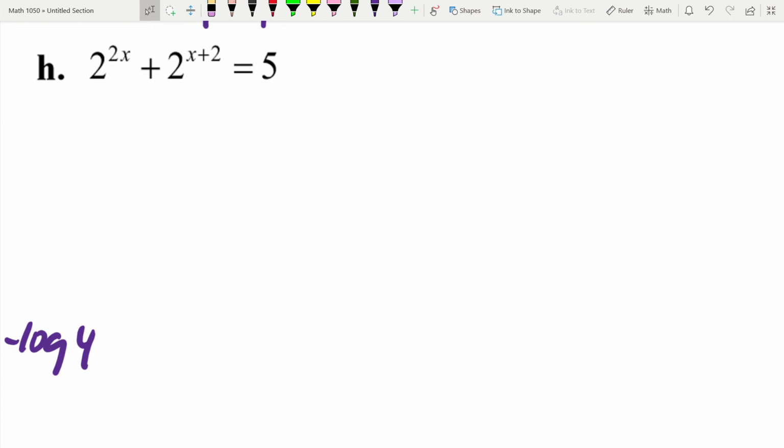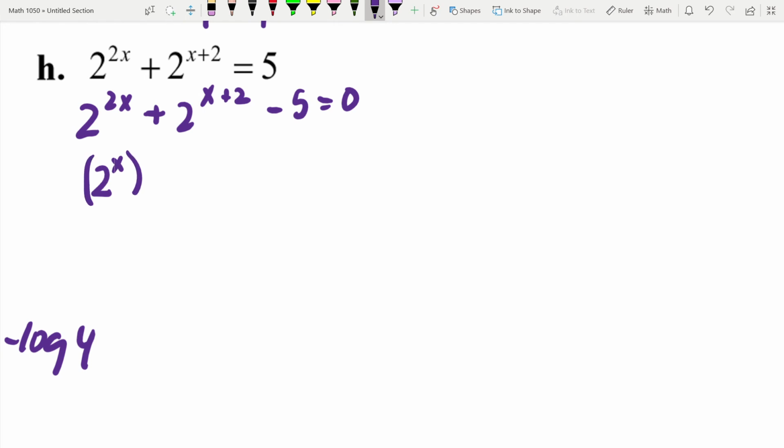Okay, step number 1, get a 0 on the right hand side. So 2 to the 2x is 2 to the x plus 2 minus 5 equals 0. Now I want you to write like this: 2 to the x power squared. Why did I do that? Power to a power rule tells you to multiply. 2 times x is 2x.